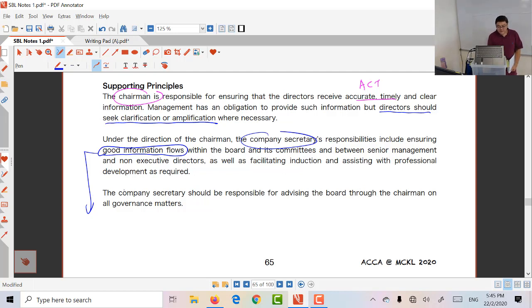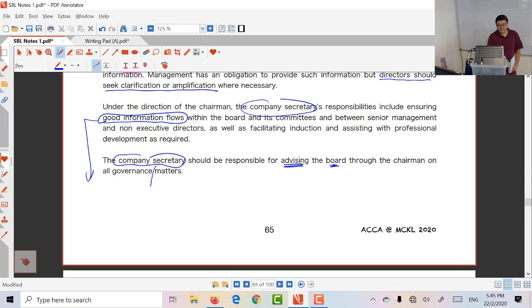Now, your job as a secretary is to advise the board. Okay, so the whole idea of advising the board is about telling them issues on compliance. For example, compliance matters.